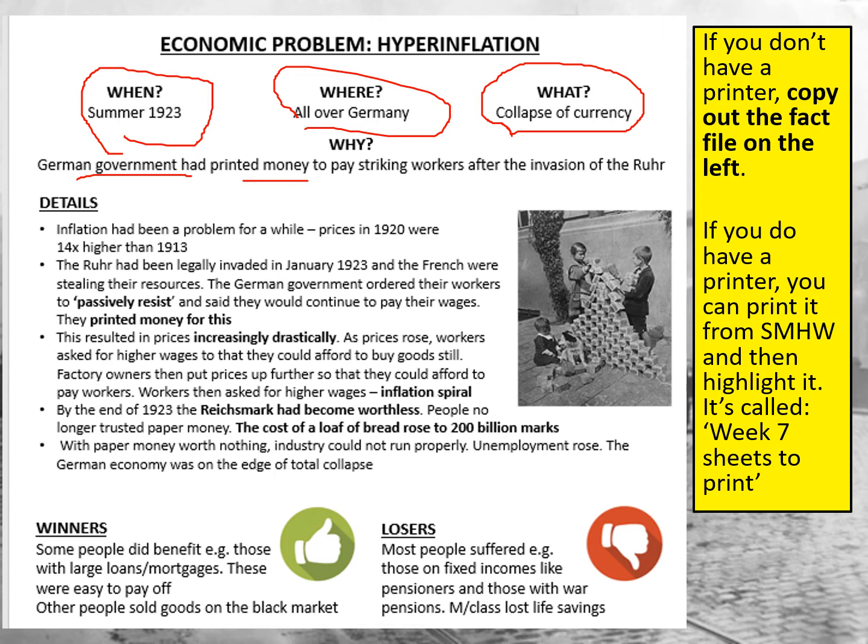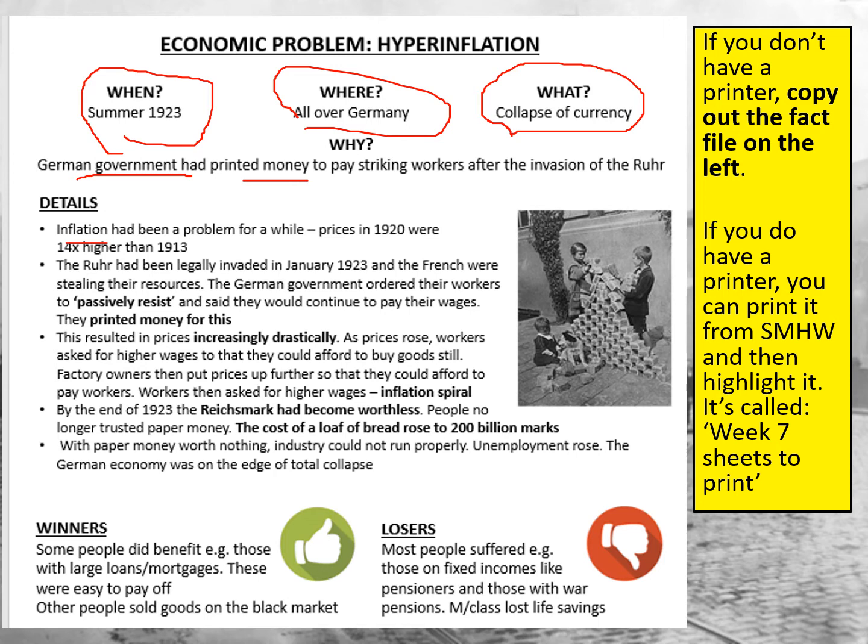Now, inflation, and that is where your currency has less value, had been a problem for a while. So it wasn't like all of a sudden it started in 1923. It's been something that's been slowly building for years.